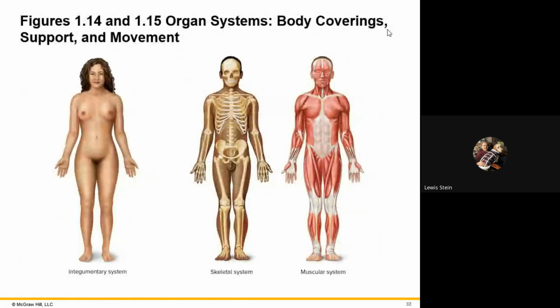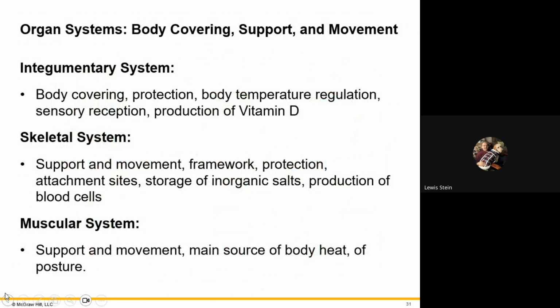But the systems I would urge you to review. Take a look at what they are and what they do. What's part of them? Integumentary is skin, basically. Skeletal, bones.